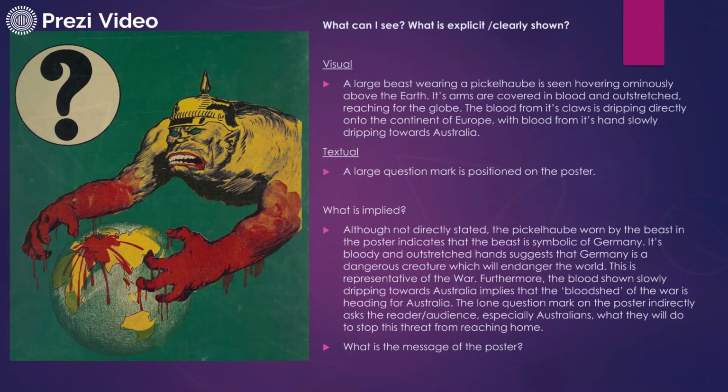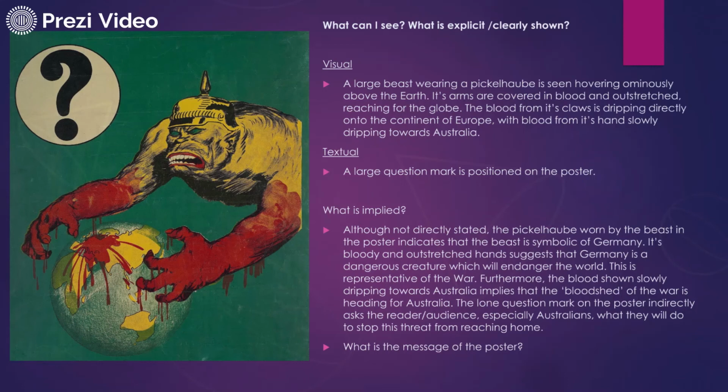So if we look at what we can see, what is explicitly shown? Well, we can see a large beast wearing a pickelhaube, hovering over the earth, its bloody arms outstretched, and we can see that the blood is dripping onto the continent of Europe, and its bloody hand is slowly moving towards Australia.